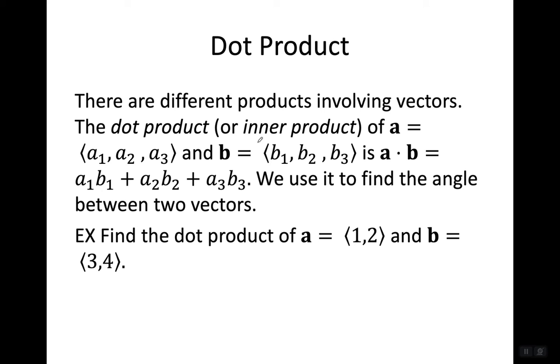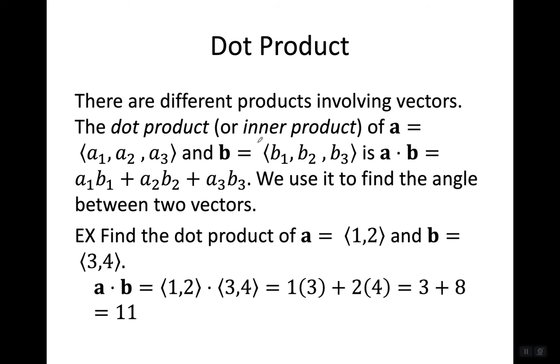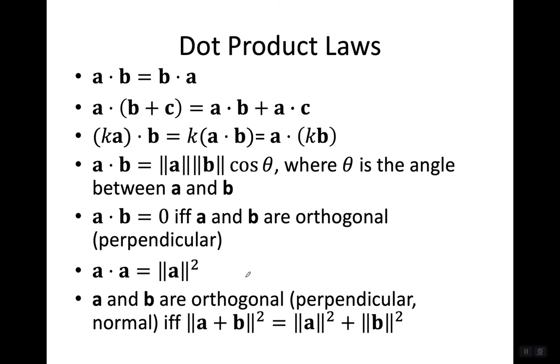For example, find the dot product of a equals 1, 2 and b equals 3, 4. Oh, that's just going to be 1 times 3, which is 1 times 3, plus 2 times 4. In other words, 3 plus 8, or 11.